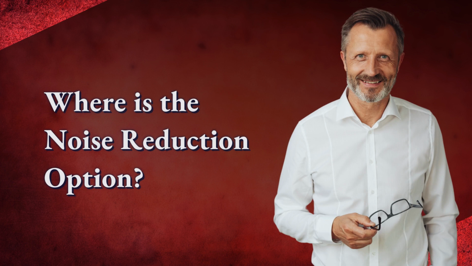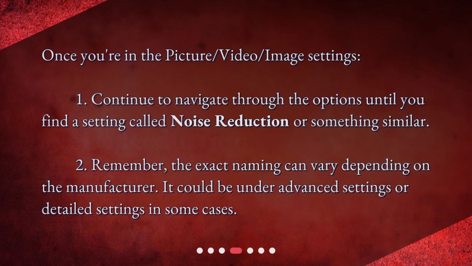Where is the noise reduction option? 1. Once you're in the Picture, Video, or Image Settings, continue to navigate through the options until you find a setting called Noise Reduction or something similar. 2. Remember, the exact naming can vary depending on the manufacturer. It could be under Advanced Settings or Detailed Settings in some cases.